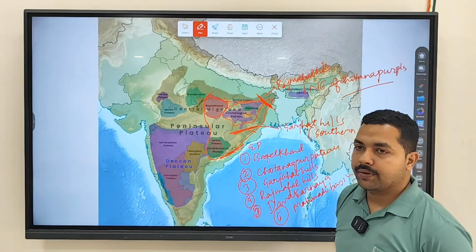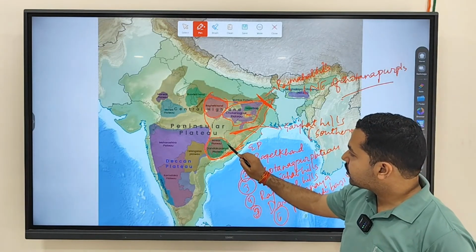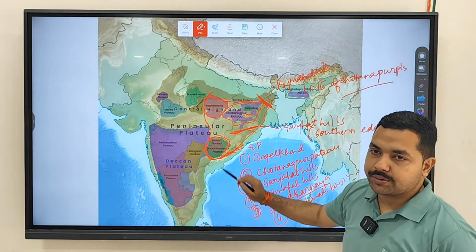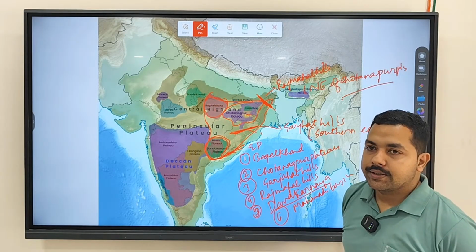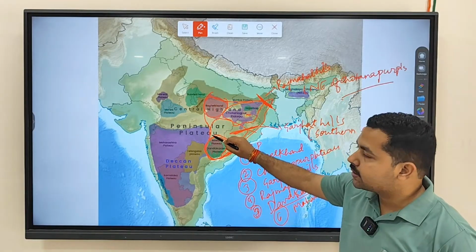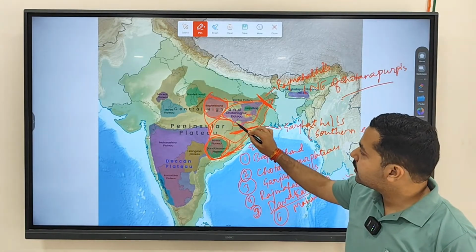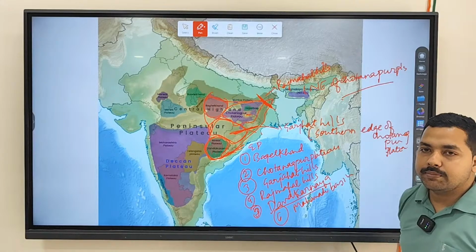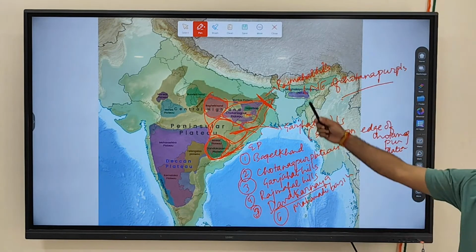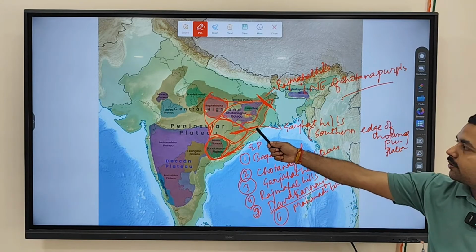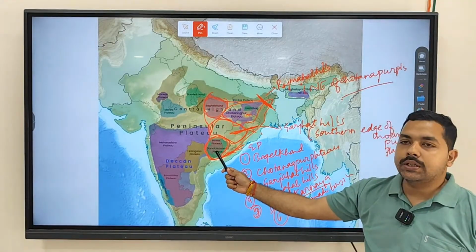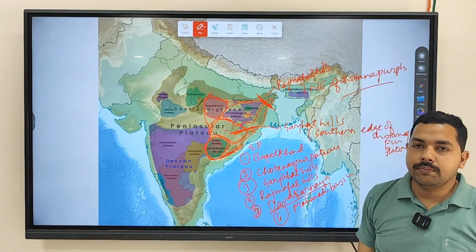Fine. This entire region is referred to as the Dandkarnya Plateau, and this region is referred to as the Mahanadi Basin. So these are the 6 major divisions. You are finding Rajmahal Hills, Garjat Hills, Bundelkhand, Chota Nagpur Plateau, Dandkarnya Plateau, as well as Mahanadi Basin.